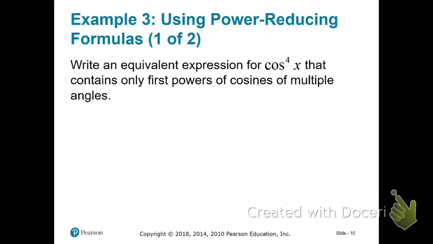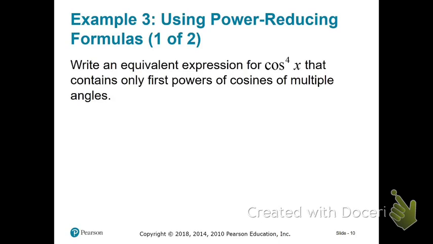All right, so for example 3, it says write an equivalent expression for cosine raised to the fourth of x that contains only first powers of cosines of multiple angles. So they're saying it's okay to have multiple angles, so we can have 2x, 3x, 4x for our angles, but we can only have cosine to the first. So no cosine squares, no cosine cubes, things like that.